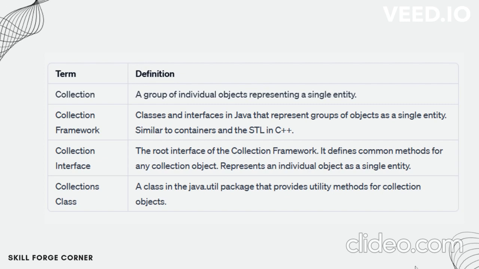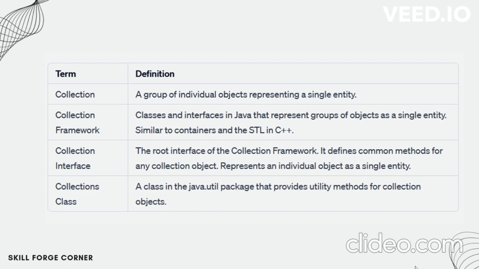Moving to the collection interface. Interfaces specify what a class must do and not how. It is just a blueprint of the class, and it is the root interface of the collection framework that defines the most common methods that can be used for any collection objects. Or you can say it represents individual objects as a single entity. And coming to the last term, the collections class. The collections class is a component of the collection framework and can be found in the Java util package. Numerous useful methods are provided for collection objects by this class.